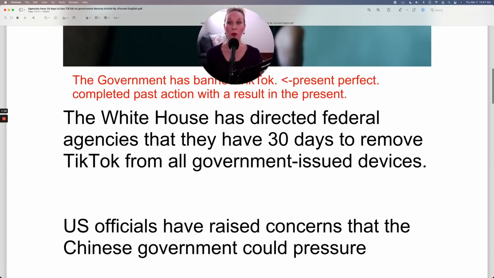30 days to remove TikTok. Now keep in mind, this isn't the general public. This is only for government issued devices. So if you have a phone, but the government, your job, your employer gave you this phone, you have to remove TikTok from this phone. But let's say you have another phone that's your personal phone. Well, you wouldn't have to remove it. You would only have to remove TikTok from your government issued phone.